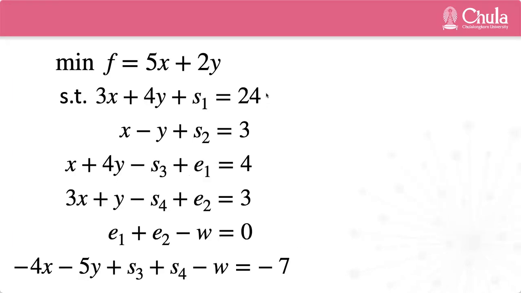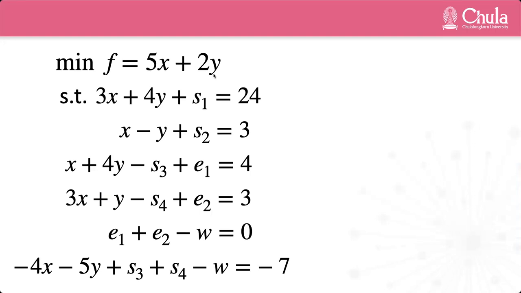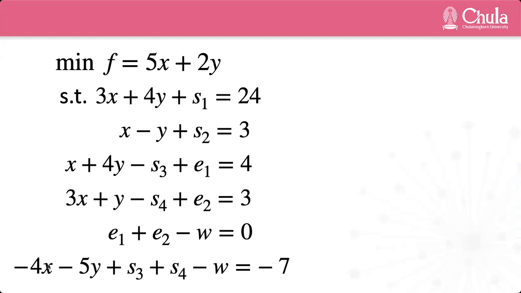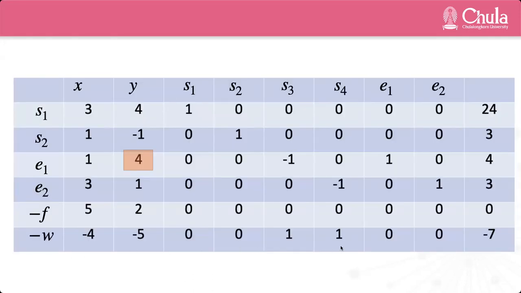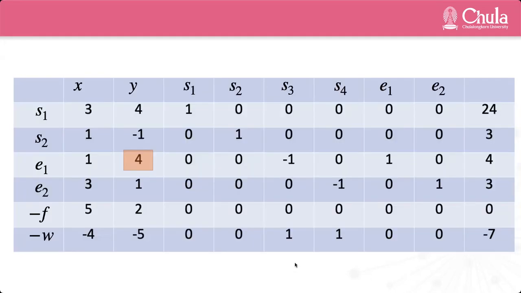From these five rows, we construct the tableau. It's quite straightforward. For the objective function, of course, it's 5, 2, 0, 0. And the last line, we have minus 4, minus 5, minus 4, minus 5, 1, 1. This is minus 7 on the right hand side.